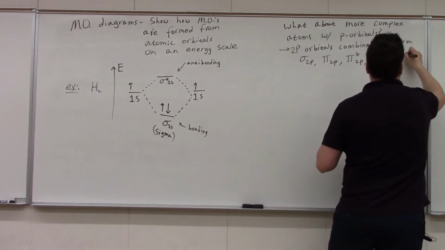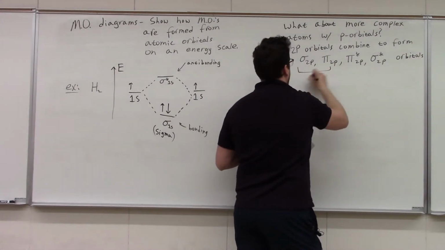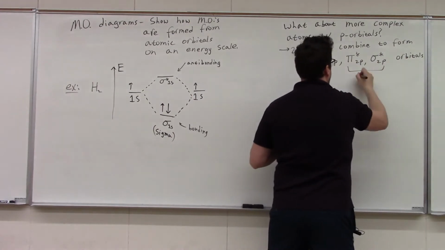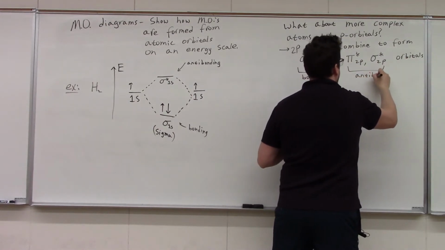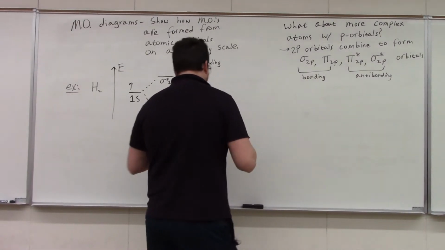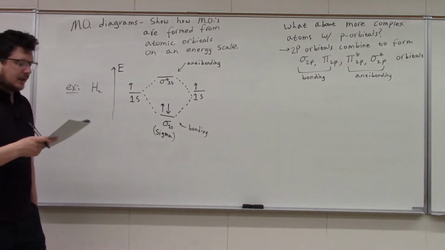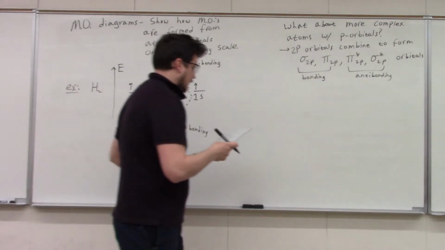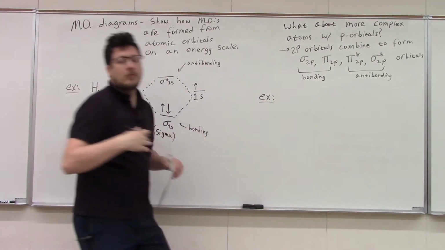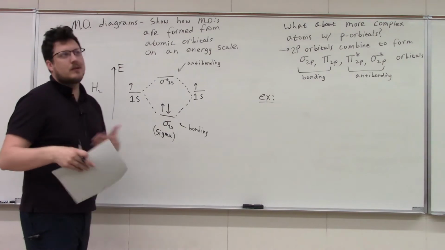These are all orbitals. Okay, and these are bonding, and these are anti-bonding. So we can look at an example here. Let's look at an element that has p orbitals. We did H2, so let's do O2.